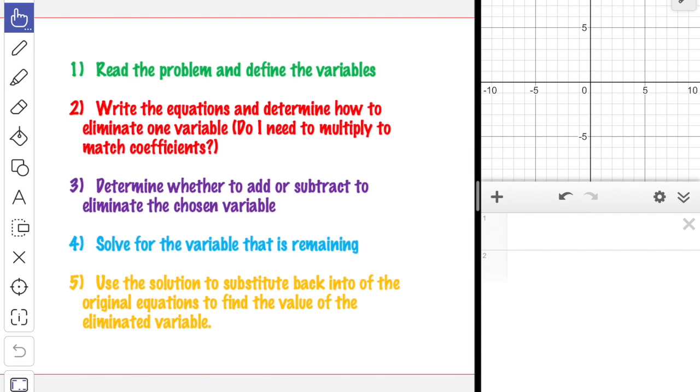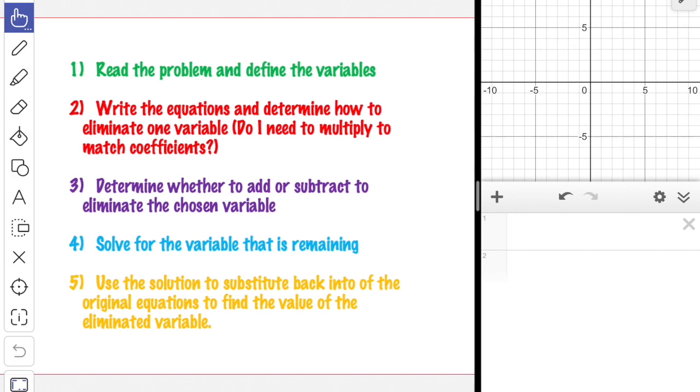So I listed these steps out for you as a reference. Step 1, again, read the problem, define the variables. Define the variables means give meaning to them. Step 2, write the equations and determine how to eliminate one variable. The question you need to ask yourself is, do I need to multiply to match coefficients? Then determine whether to add or subtract to eliminate, and then solve for the variable. And then, of course, once you've solved for one variable, step 5 says that you can substitute that value back into one of the original equations to find the eliminated variable.